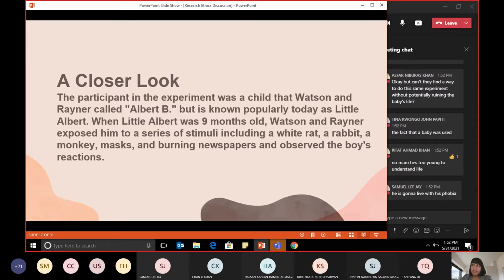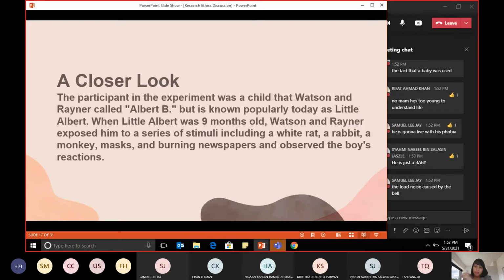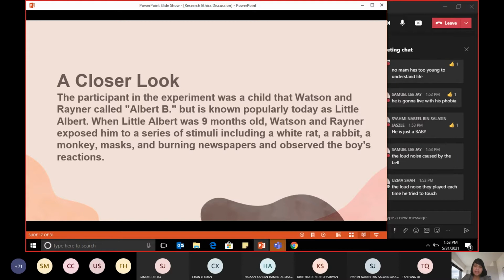But then, what was the signal that he was scared of the animals? Why do you think he was scared of the animals? After the first attempt, what was the reason that he got scared? Why? What happened to him? What was the reason that he got scared when he needed to play with the animals for the second time? Because of the noise.